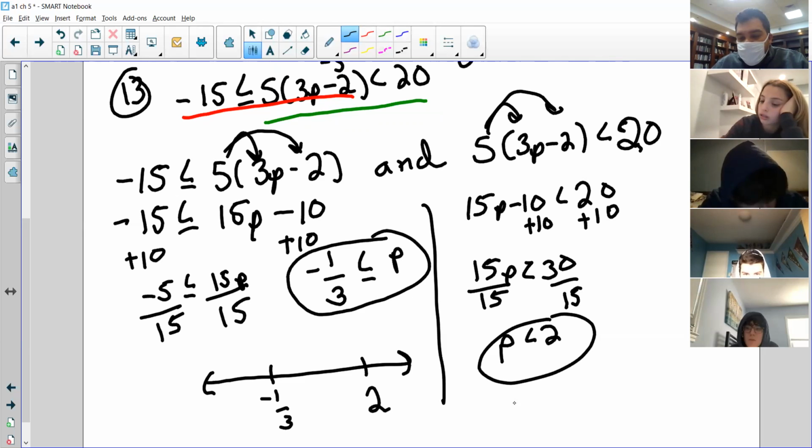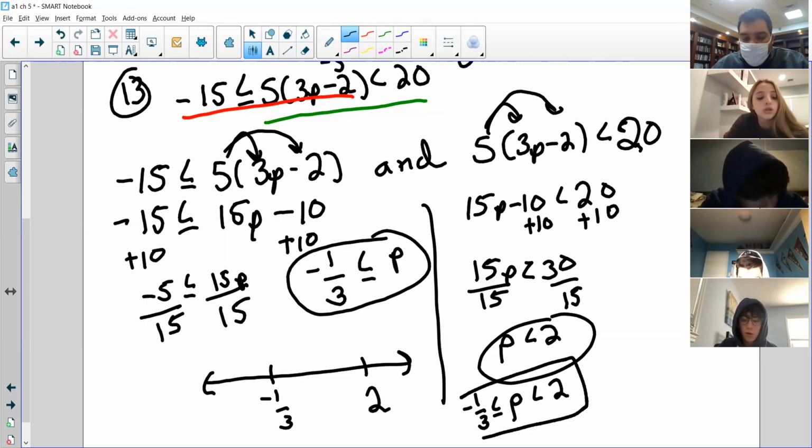Who said that? I wasn't looking at the camera. But what he said, we could combine it into one term. Negative 1/3 is less than or equal to p, which is less than 2. Oh, I just graphed wrong. Could I show you how I graphed it? Well, let me talk about it, and then you could tell me how we're different.